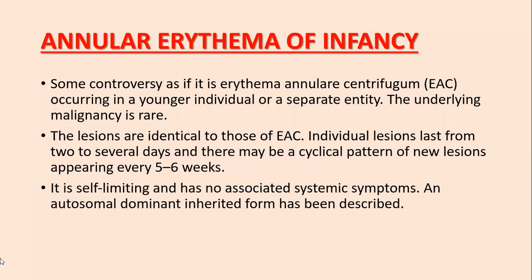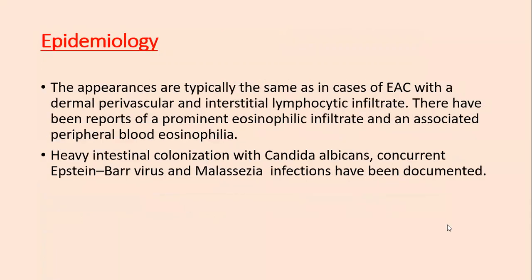So first one is annular erythema of infancy. There is a doubt whether annular erythema of infancy is a distinct disorder or a variety of erythema annulare centrifugum occurring in younger individuals. The clinical appearance is similar. Individual lesions last from 2 to several days, and there may be a cyclic pattern of new lesions appearing every 5 to 6 weeks. It is self-limiting, with no associated systemic symptoms. Autosomal dominant inheritance is described.